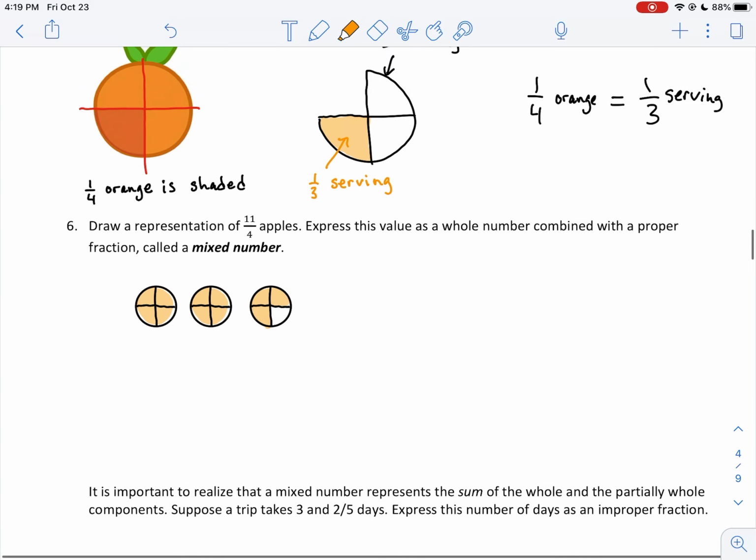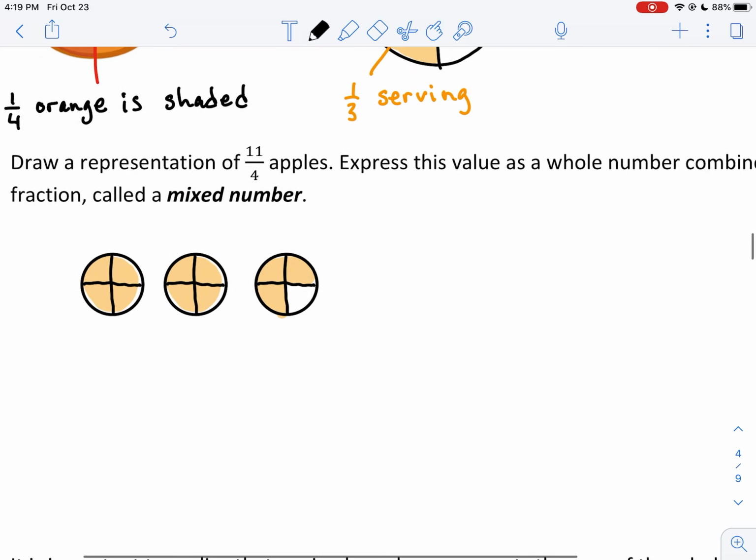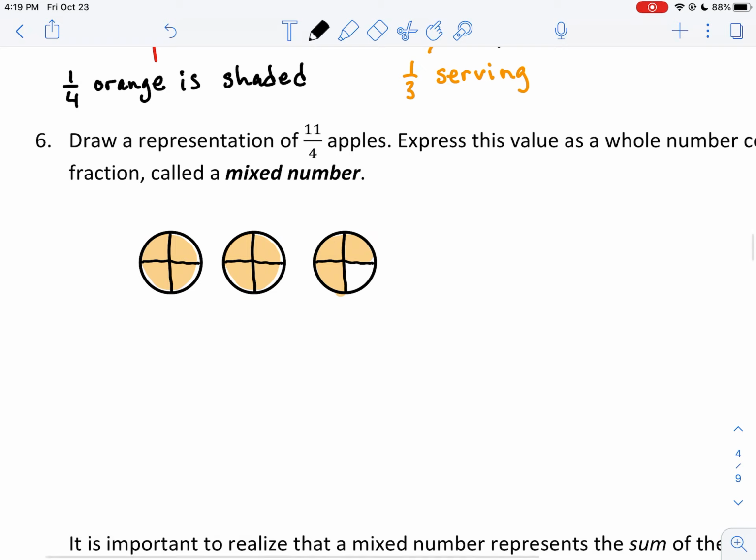Express this value as a whole number combined with a proper fraction. This is called a mixed number. So here's our formal discussion on mixed numbers. We have a whole apple. We have 1 apple plus 1 apple plus 3/4 of an apple. And I'll just put the unit here after all of them.